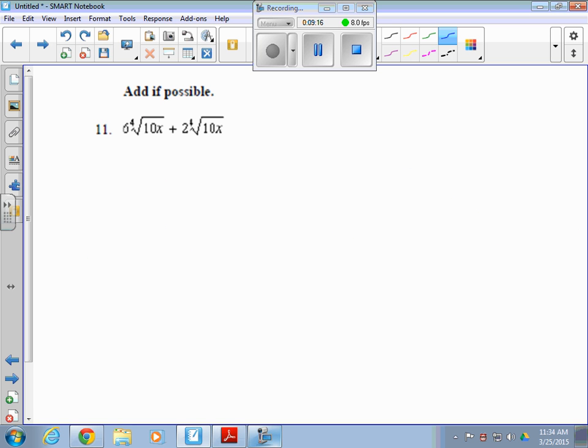Number 11, add if possible. We can do it because they're both the 4th. Notice their index is the 4th root. The 4th root of 10x for both of them. So all you do is add the coefficients, 6 and 2. And you get 8 times the 4th root of 10x.